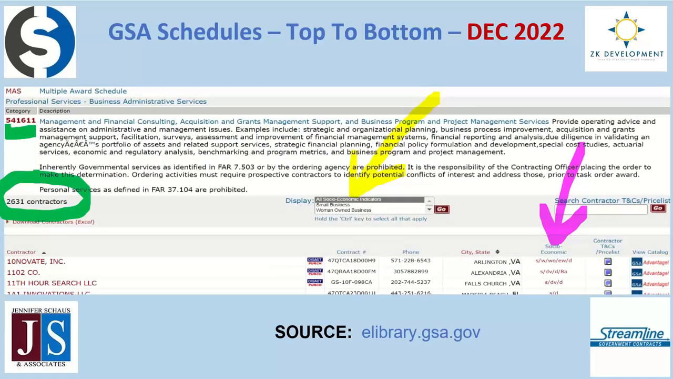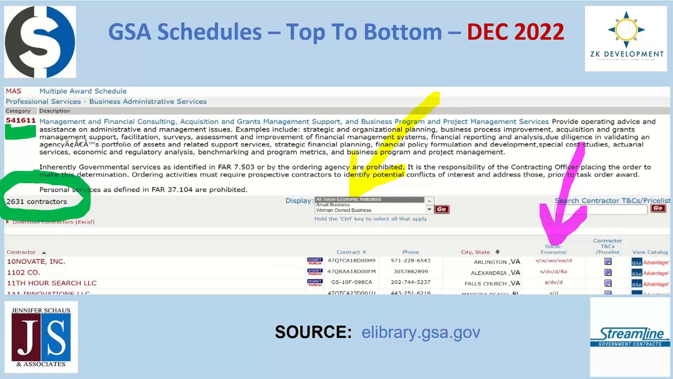If you are in the GSA category of 541, 611, and I'm just on the left-hand side of the screen under where it says category 541, 611, and you're providing management and financial consulting services, there are 2,631 contractors. The pink arrow then is going to display the contractor's socioeconomic status. S is going to be small, W is women, woman-owned, EW, economically disadvantaged, woman-owned, D, disadvantaged, SDVO, service-disabled, veteran-owned. If you see the letter O, O means other, other means large business.